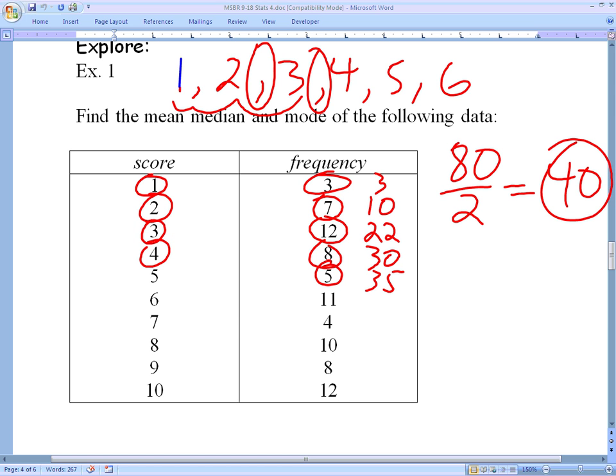And then we have 11 6s. Now, 11 plus 35 gets me all the way up until 46. So 46 numbers have come and gone, and everything from the 36th number all the way to the 46th number were 6s. I'm looking for the 40th number and the 41st number. Well, since the 46th number, the 45th, the 44th, so on and so forth, all the way back down to the 36th number were all 6s, I know that the median is 6.